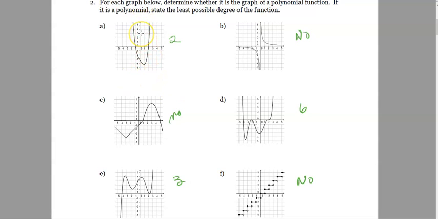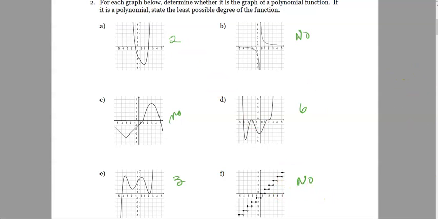You need to state whether the graph is a polynomial function, and if it is, state the least possible degree. So this is polynomial, it's smooth. I can draw it without picking up my pencil, and there's no sharp edges. So this has a possible degree of 2. This is not a polynomial. This is not a polynomial because of these sharp points. This is a polynomial. I have a degree of 1, 2, 3, 4, 5, 6. This is a polynomial. I have a degree of 1, 2, 3 at a minimum. Here is a step function. That is not a polynomial.